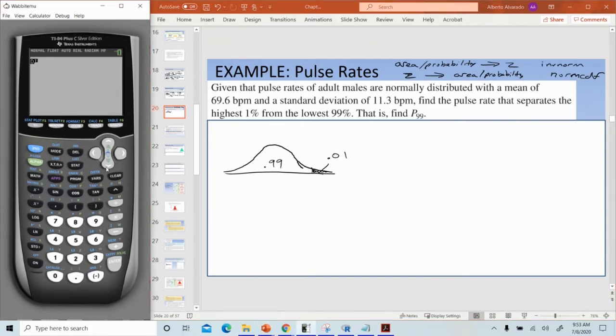So second var's, inverse norm of the area 0.99, and you get 2.33. That's the z-score. And why 0.99 rather than 0.01? Because you have to use left area, whether you use the table, whether you use the calculator, or even if you use R, right? Because R I can use.